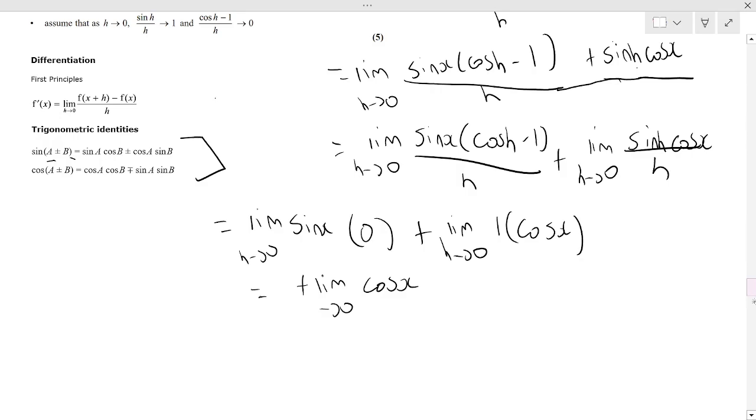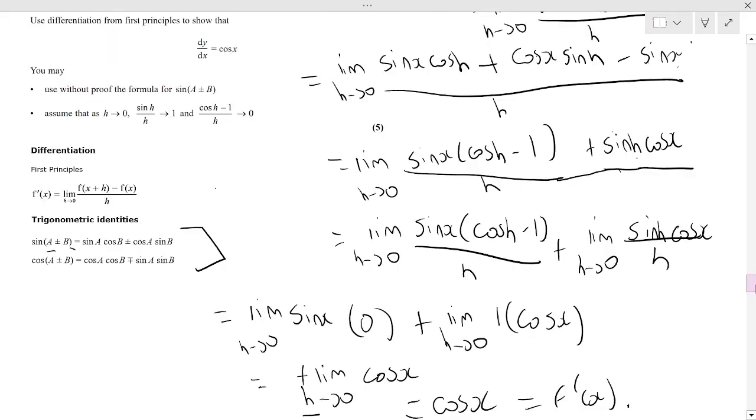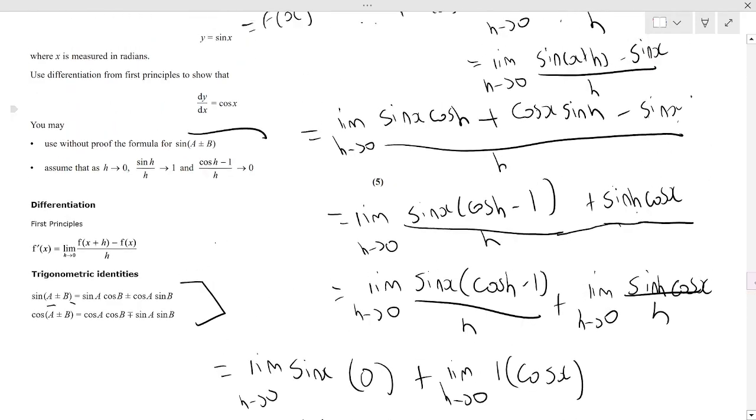But what's going on here is I'm changing h, aren't I? I'm saying h changes and goes to 0, but here I have an x. X is not related to h. So actually, I can just get rid of this limit now because changing h won't change this at all. So this will just be left as cos x, right? And that is your f dash of x, which we wanted to prove. So therefore, the derivative of sine x is cos x, and we've done it.